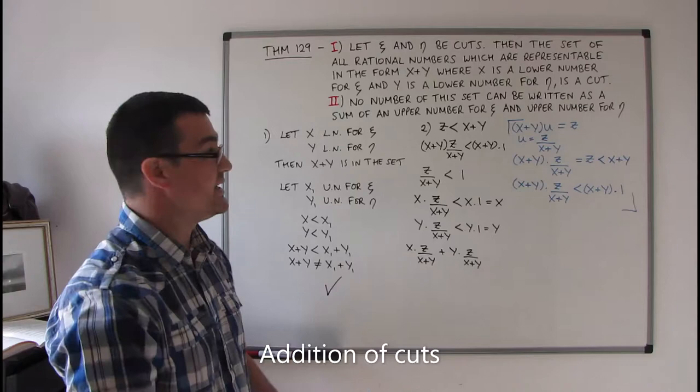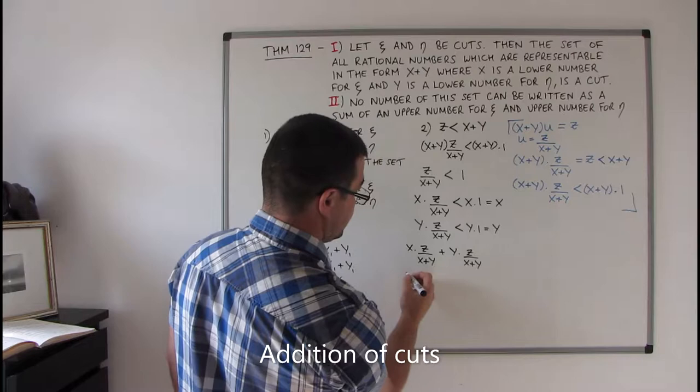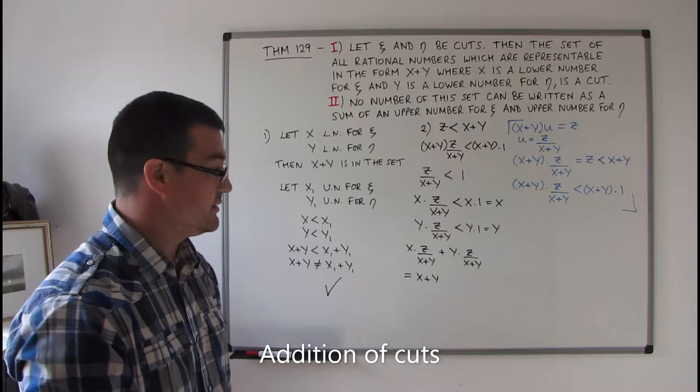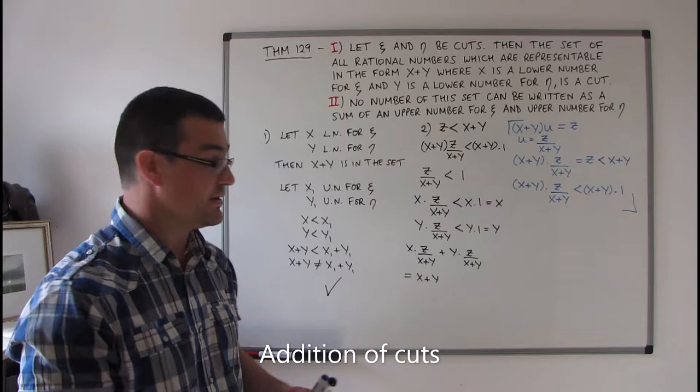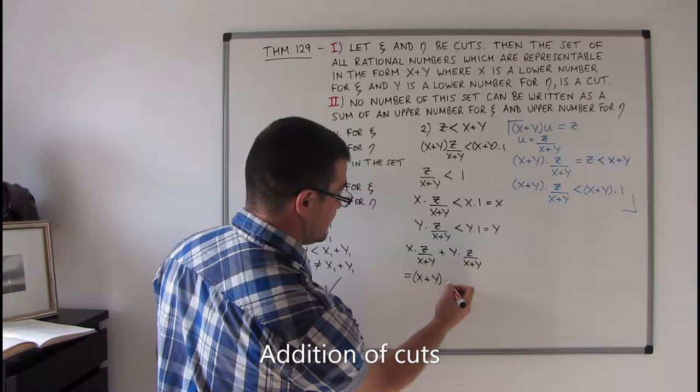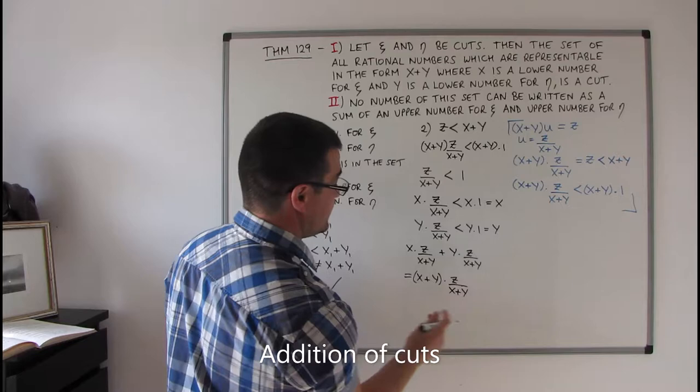But this is equal to x plus y, so using distributivity here of rational numbers, again something that's proved in the section on rational numbers. I didn't go through it specifically, but I did mention it. Times z over x plus y. But we know that x plus y times z over x plus y, from what I've done up here, is equal to z.